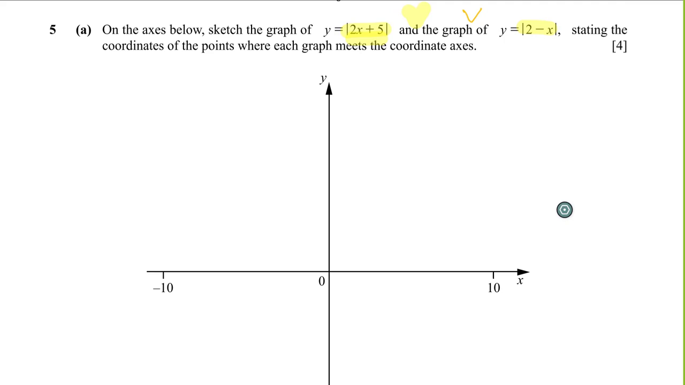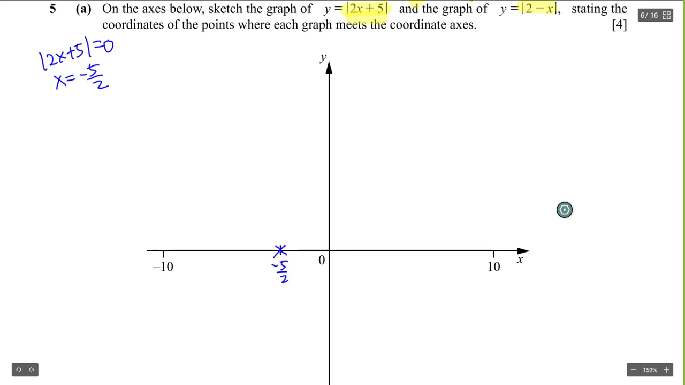You just imagine 2x plus 5 equals 0. I want to find the x-intercept. We always find the x-intercept first. So x is equal to negative 5 over 2, right? Negative 5 over 2, about negative 2.5, is somewhere here. This will be my vertex point, which is my V, somewhere here. So I have a V.